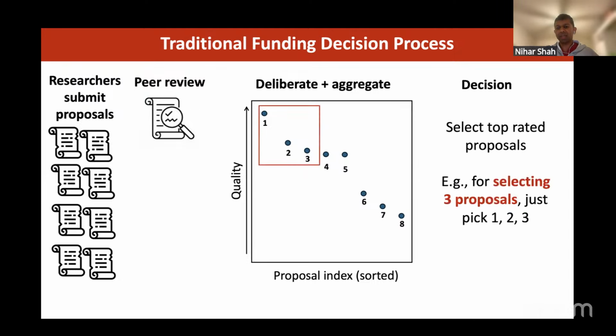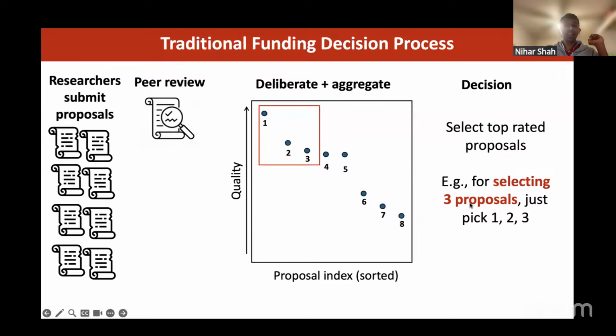And now once you establish this, finally you have to make a decision, and traditionally you'll just select the top rated proposals. For example, throughout this talk in the cartoon pictures, I'll consider selecting 3 proposals. And so in this picture, just select the top 3. Okay, so this is a very simple process.